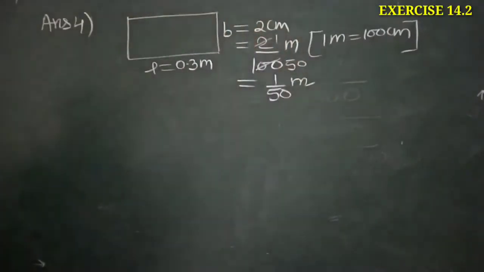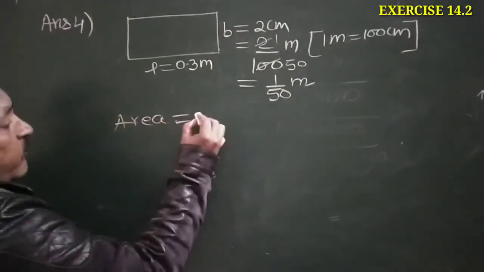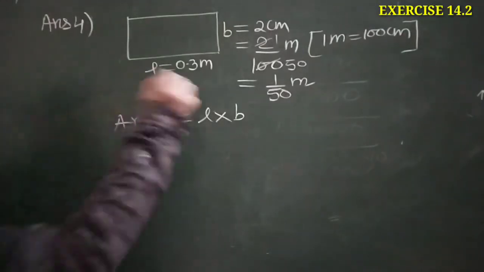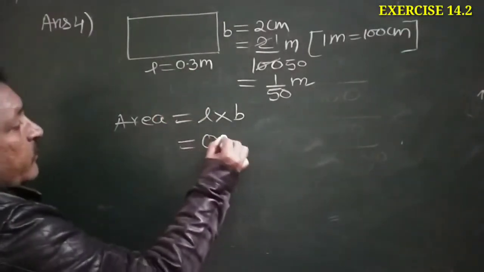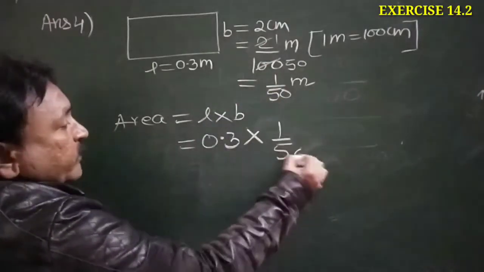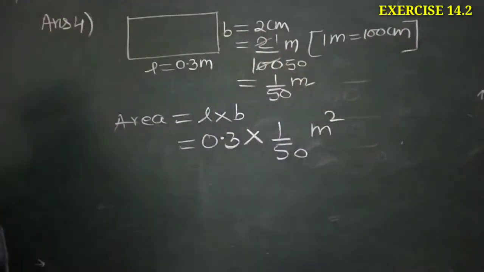Okay. Now what do we have to find out? We have to find out its area. The formula for the area of a rectangle is L into B. We know the length is 0.3. We have the breadth, it is 1 upon 50. So just multiply it and you will get your answer in meter square. Okay. Now see question number 5.